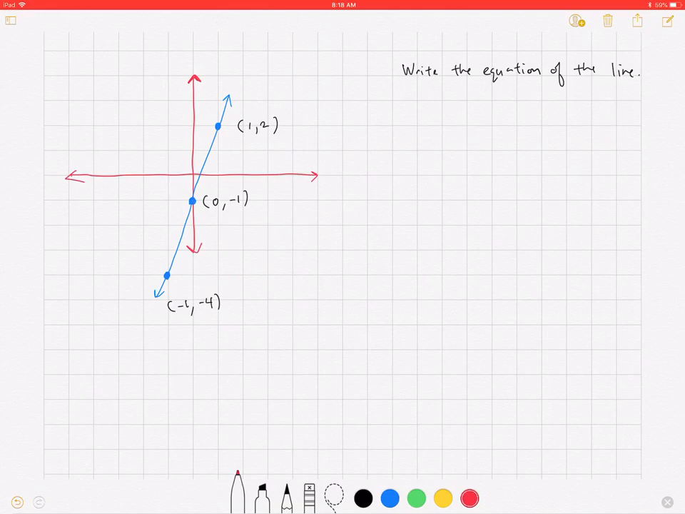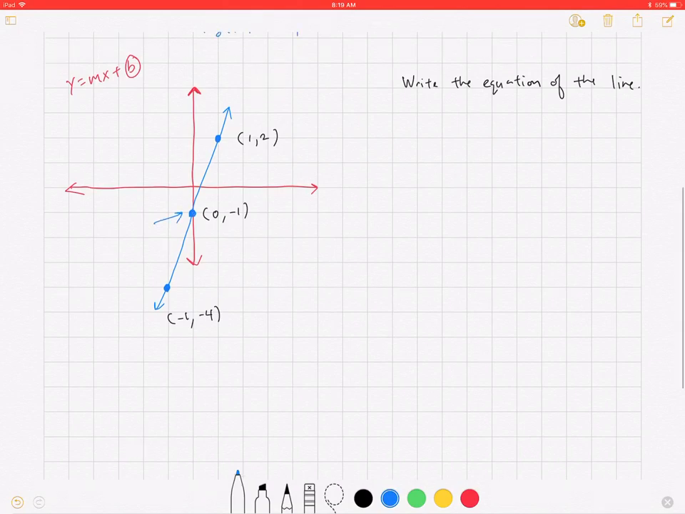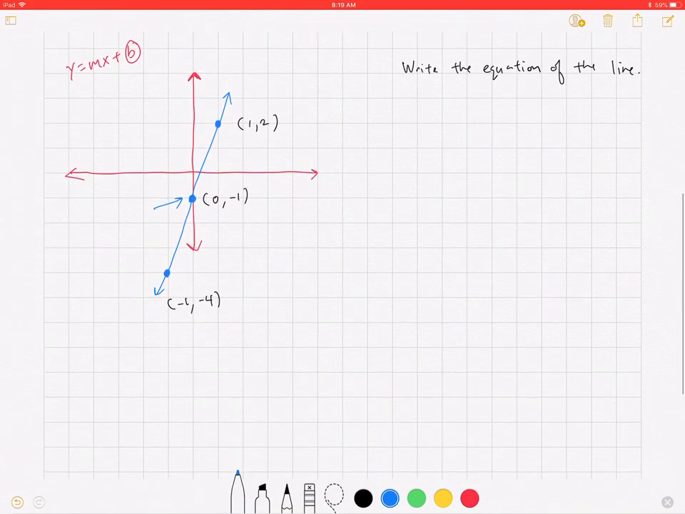Now, from the lesson before, y equals mx plus b, this number b is located right there. If you're very familiar with this, you already know it's going to be -1. So in your equation, it's going to be y equals mx minus 1. However, if you can't remember that, do what we just did.